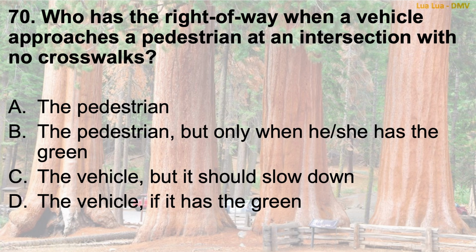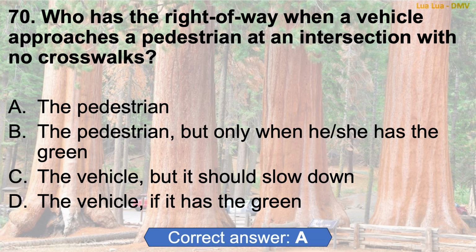Question 70. Who has the right of way when a vehicle approaches a pedestrian at an intersection with no crosswalks? A. The pedestrian. B. The pedestrian, but only when he or she has the green. C. The vehicle, but it should slow down. D. The vehicle if it has the green. The correct answer is A. The pedestrian.